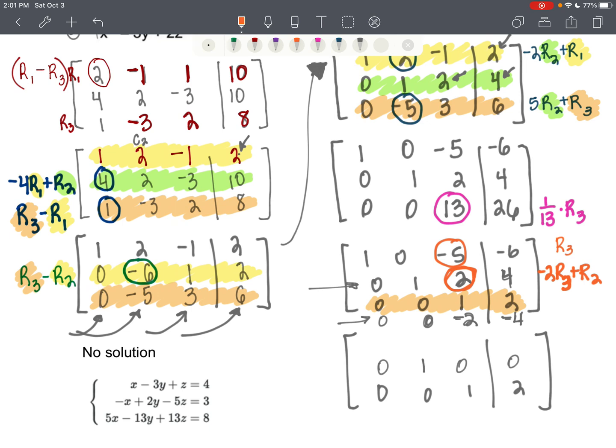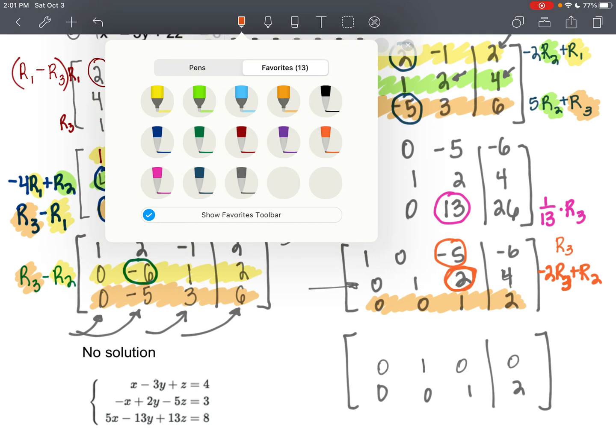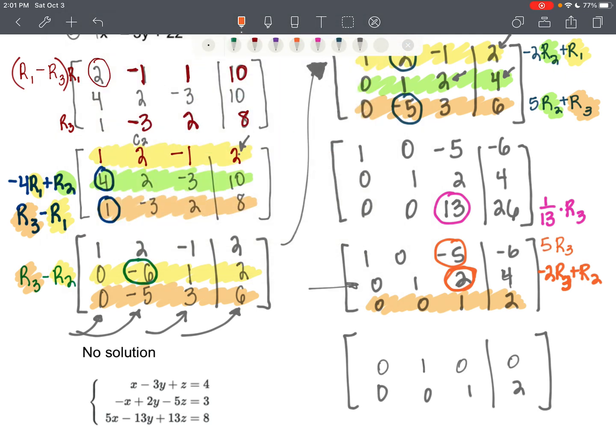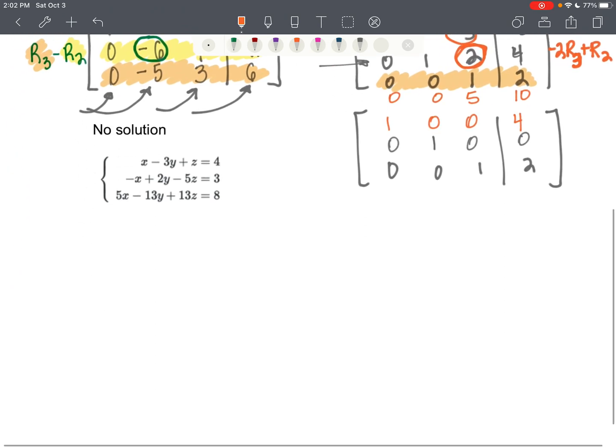We're going to do the same thing with row 1. We're going to multiply row 3 by 5. And when I do that, I'm going to get 0, 0, 5, and 5 times 2 is 10. I'm going to take that orange 0, 0, 5, 10 and add it to row 1. So that's going to be 0 plus 1 is 1. 0 plus 0 is 0. 5 plus negative 5 is 0. 10 plus negative 6 is 4. And we've solved our system.